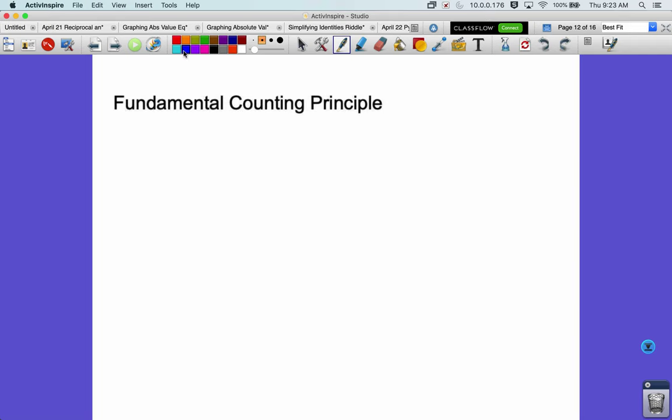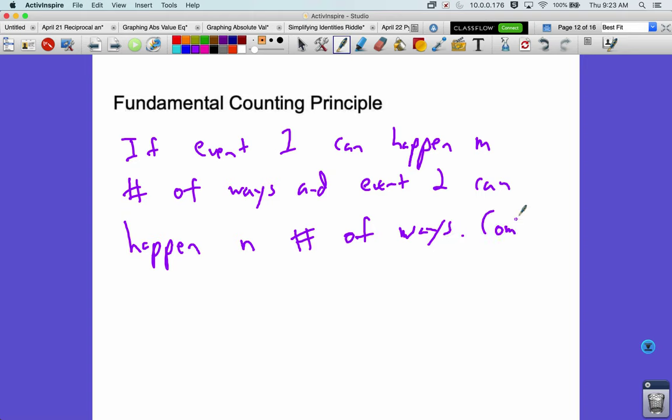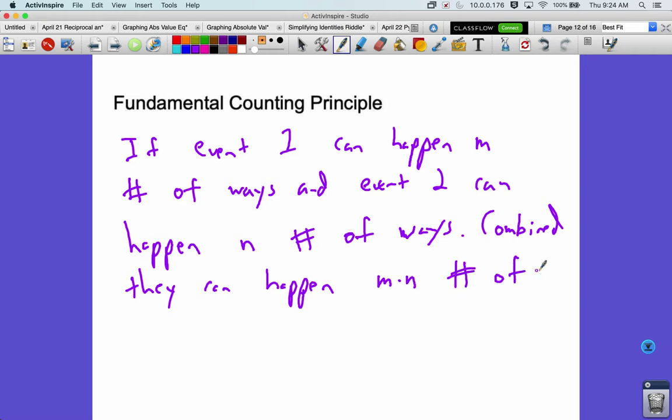All right, the fundamental counting principle. So if event one can happen m number of ways, and event two can happen n number of ways, combined, they can happen m times n number of ways.